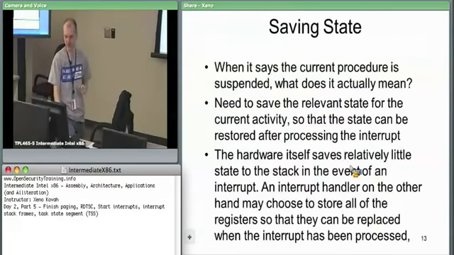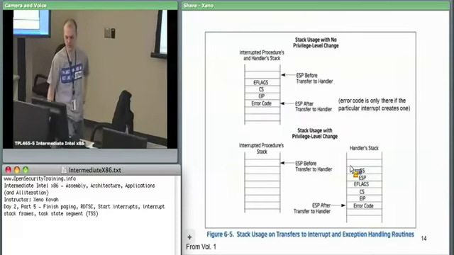You should see that in this next picture, yes. Right, and then this is where I actually say it's the hardware itself which saves this information. All right, so a couple different things.